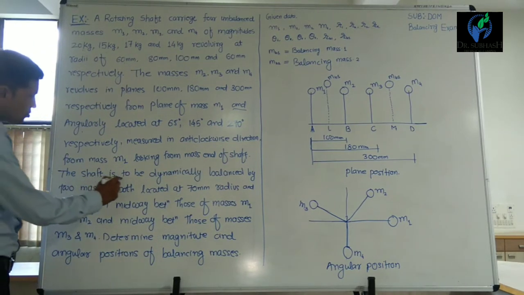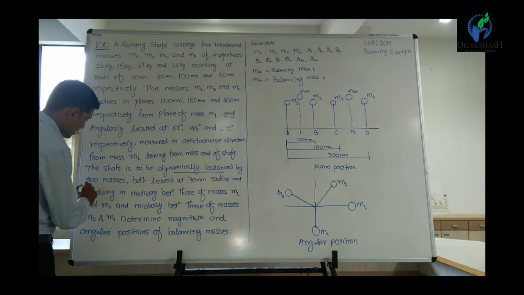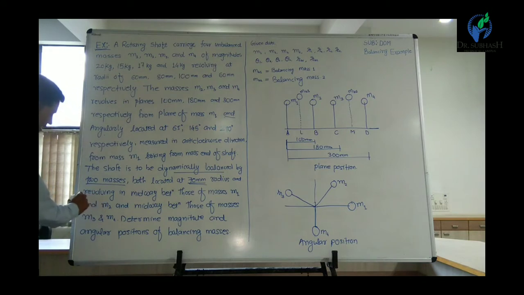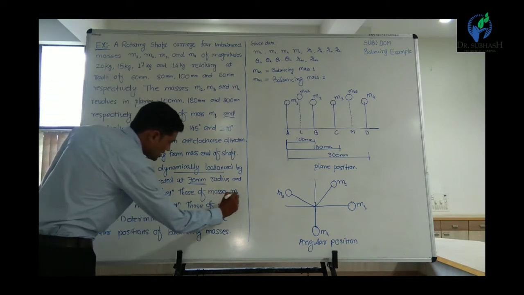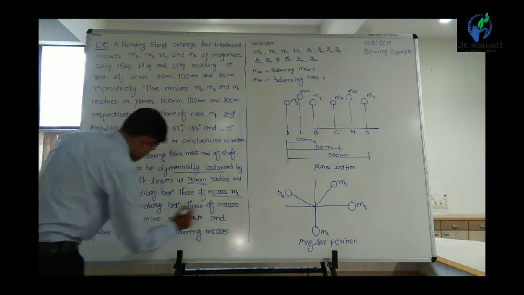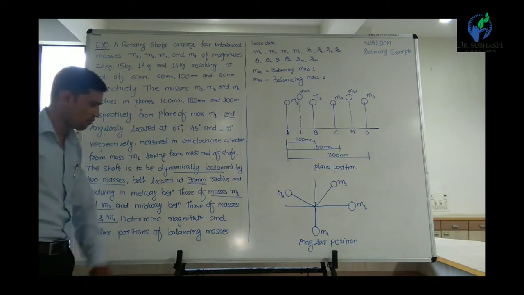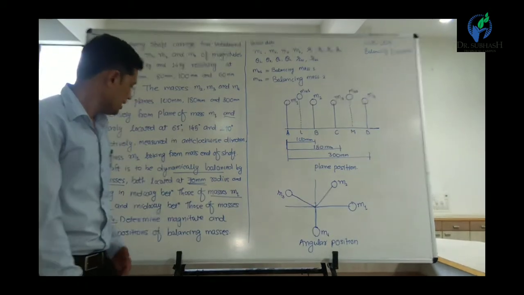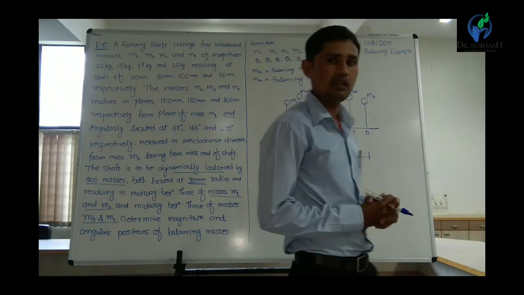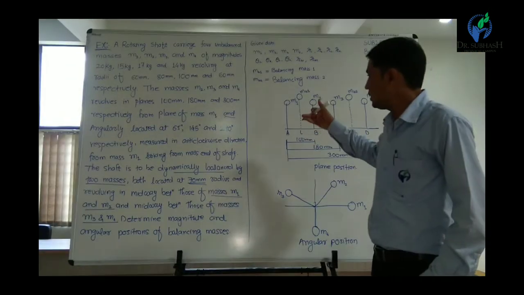The shaft is to be dynamically balanced by two masses, both located at 70 mm radiuses and revolving midway between those of masses m1 and m2, and midway between those of masses m3 and m4. Determine the magnitude and angular positions of the balancing masses. We can determine this by two methods: the first is the graphical method and the second is the analytical method. First let us see the graphical method.